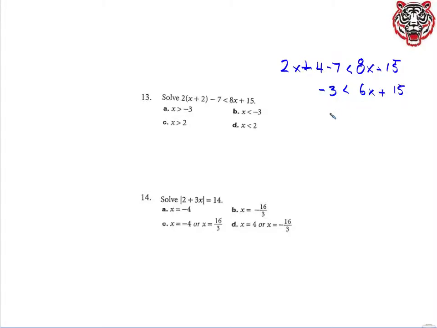Subtract 15, so I get what? Negative 18. Negative 18 is less than 6x. Finally, yep, so divide both sides by 6, and I get x is greater than negative 3. And if I flip this around, and I want x on this side and negative 3 on this side, what do I do? X is still greater. Greater than negative 3. So we're looking for A.